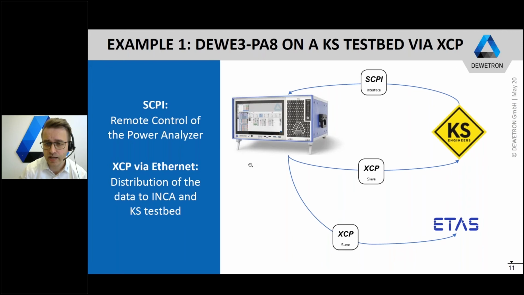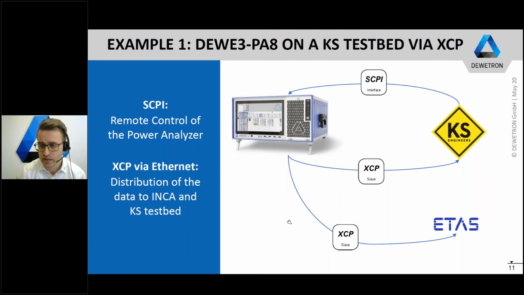About the examples, I think I have 3 or 4 examples here. Example 1 would be a Davidson power analyzer connected to a crystalline siped test bed. SCPI is the protocol interface which is used very often to control our system, and in the major part of the cases, another interface is used to send the data to the overhead or the master computer. And in this case, it was XCP. It was sent to the crystalline siped testbed and to a third-party instrument.